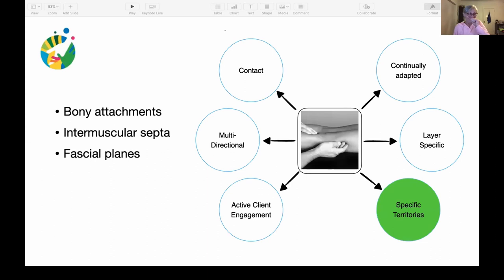So while I grab a drink, I want you to think about if there's any specific territories that you work with your hands. Pop them in the chat. Great to see some numbers climbing there on the chat. That's great. I can't actually see it at the moment.